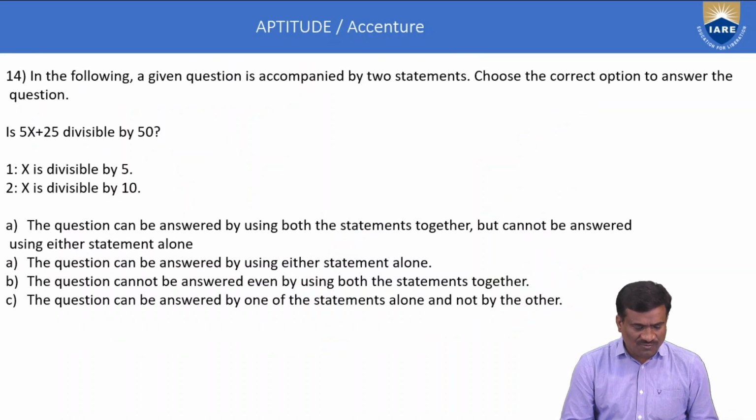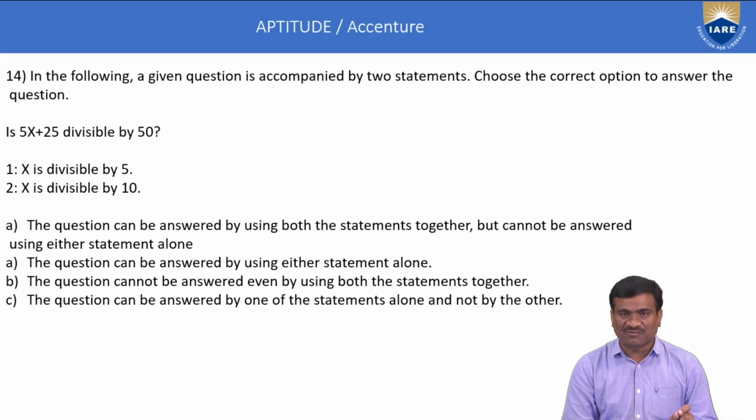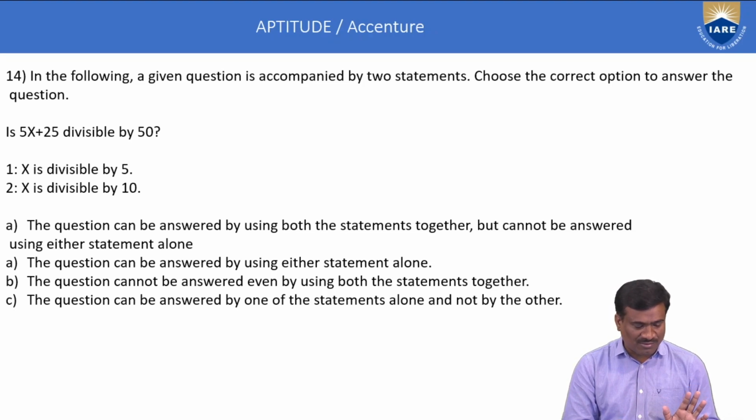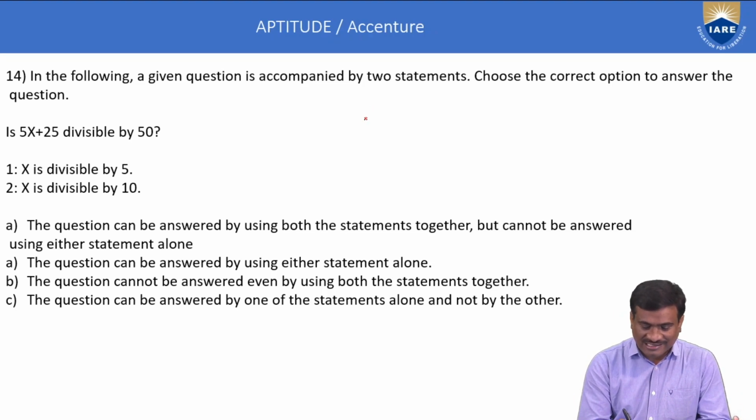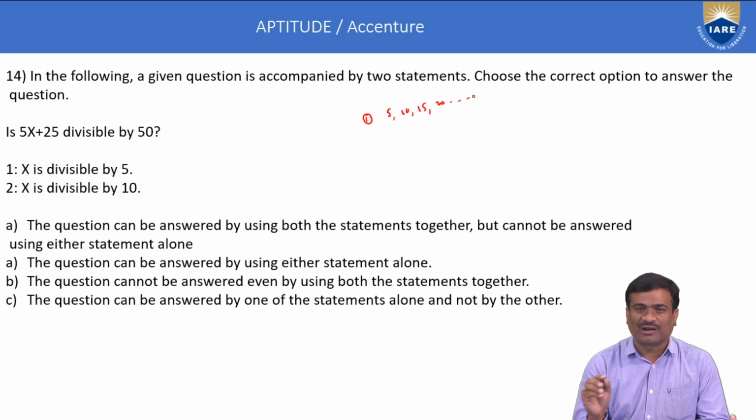Next, 14th example, again data sufficiency. Is 5x plus 25 divisible by 50? Statement 1: x is divisible by 5. Statement 2: x is divisible by 10. Statement 1 implies x is a multiple of 5: 5, 10, 15, 20 and so on. Suppose x is equal to 5, then 25 plus 25 is 50, exactly divisible by 50. Here the first one is correct.